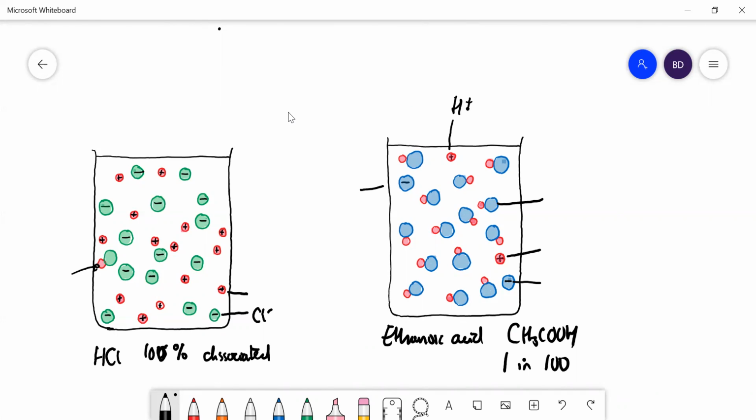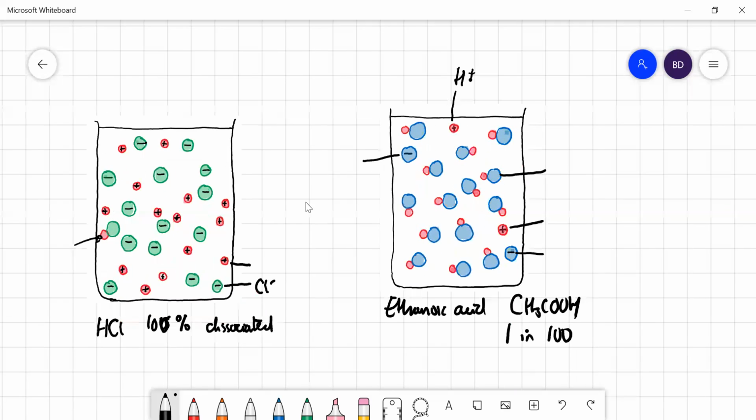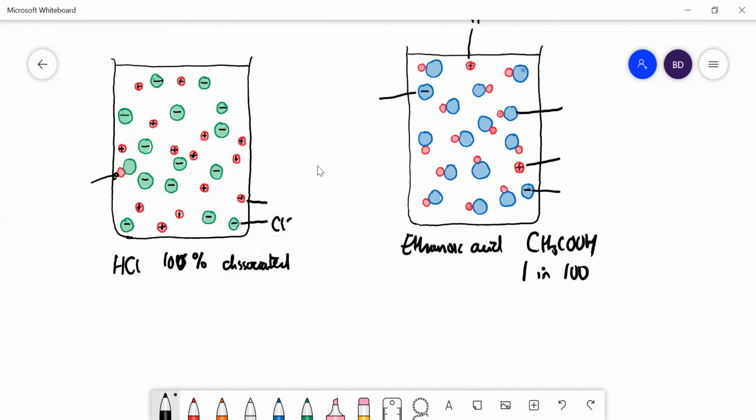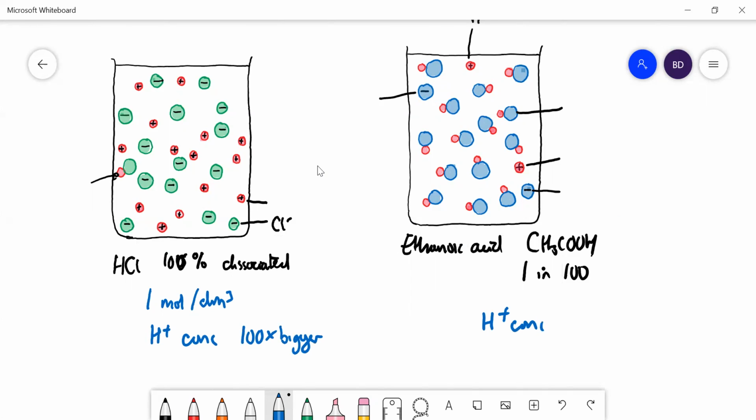Okay, so you can see there then, if you had two solutions of HCl and ethanoic acid of the same concentration, so let's say that they're both a concentration of 1 mole per decimeter cubed, so the same concentration, the hydrogen ion concentration in this one is going to be 100 times bigger than the hydrogen ion concentration in this one. And that. Okay, so the hydrogen ion concentration in the strong acid is much stronger.